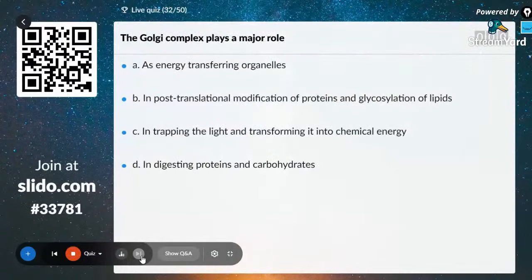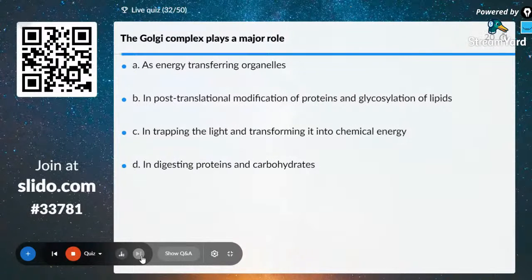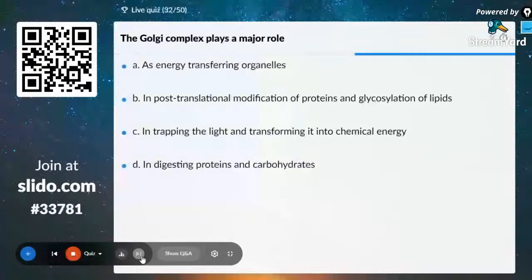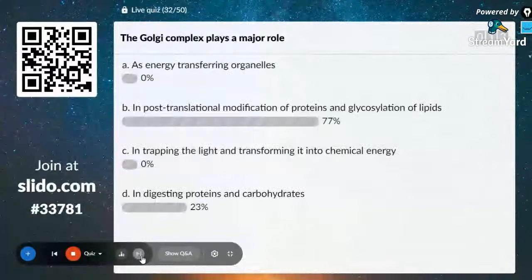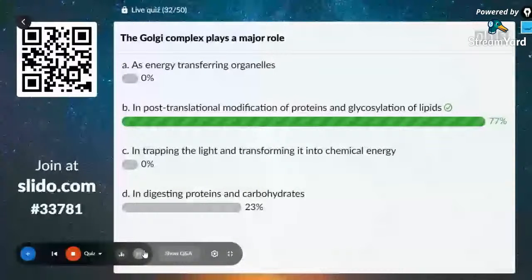The Golgi complex plays a major role as energy transferring organelles, in post-translational modification of proteins and glycosylation of lipids, in trapping the energy and transforming it into chemical energy, in digesting the proteins and carbohydrates. The correct answer is option B, in post-translational modification of proteins and glycosylation of lipids. Next question on the screen.